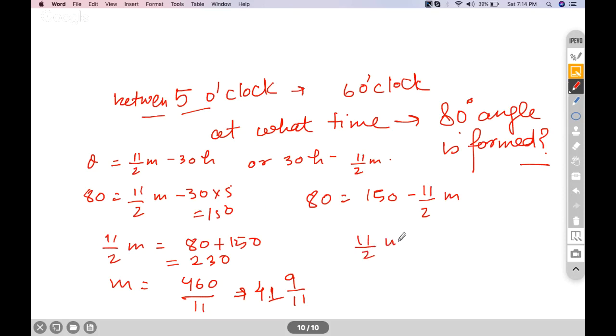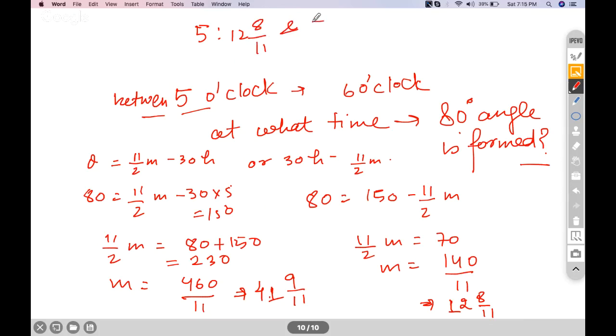So 11 by 2m is equal to 70. So m is equal to 140 by 11, which is equal to, it goes one time and then 30, so 2, so 12 8 by 11. So the timings are 5 to 12, 8 by 11, and 5 is to 41, 9 by 11.